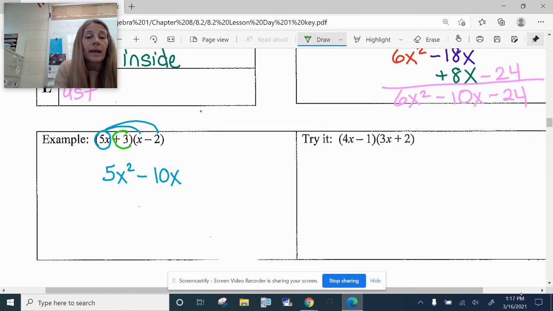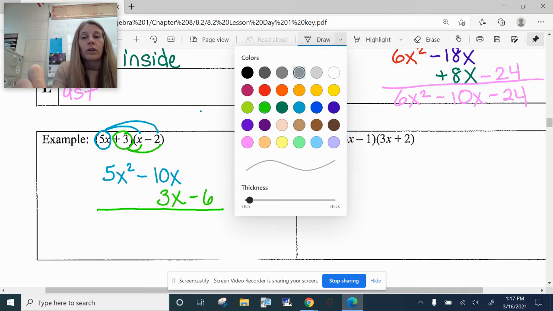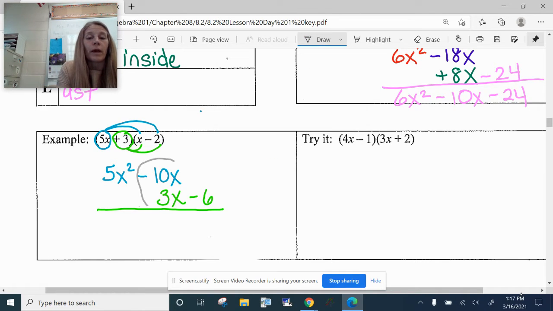Then I'm going to take my second term, which is the 3, and I'm going to distribute that to the x and the negative 2. So 3 times x is positive 3x, and 3 times negative 2 would be negative 6. And then I would finish up the problem. So I'm going to combine my two like terms in the middle. So I have 5x squared minus 7x minus 6. And that would be my answer.